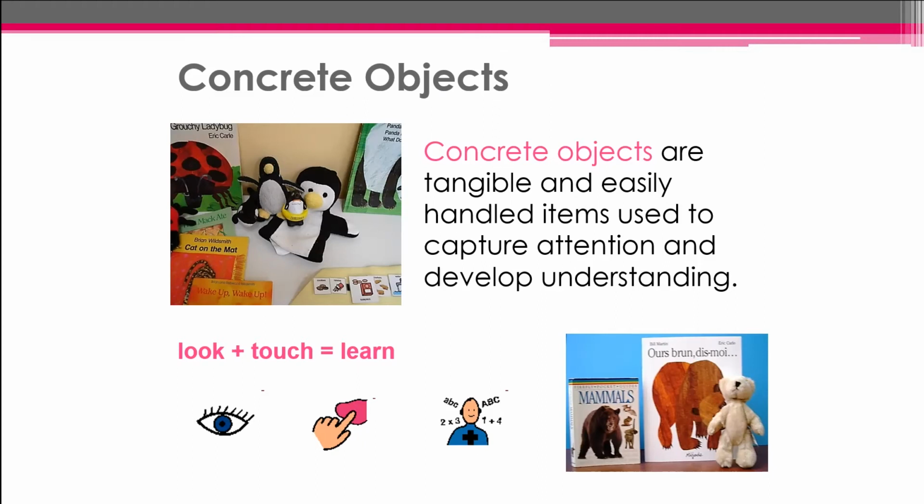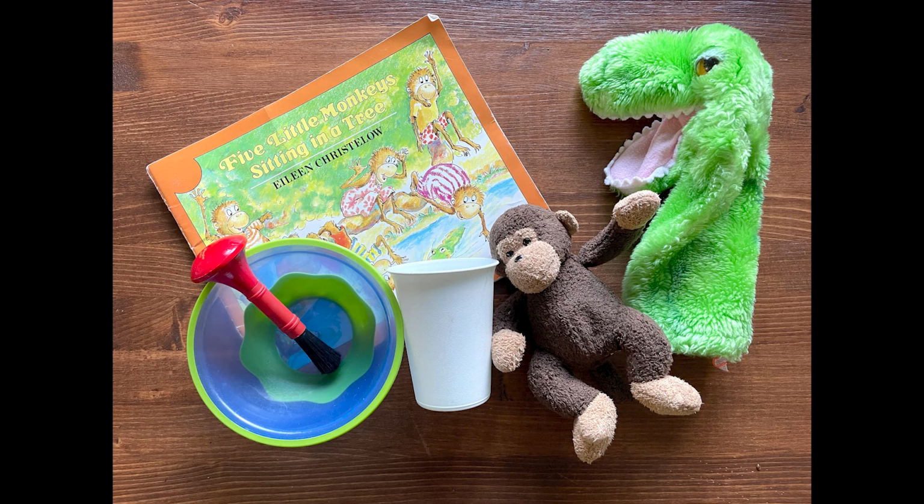Concrete objects are also used during circle time. Many children are visual learners, and using props for story will help them to understand the story and maintain their attention. For example, using a stuffed animal monkey for the 5 little monkeys jumping on the bed, or using felts for storytelling. When possible, give a prop to a child to hold, which will help them to stay engaged and connect to the story.